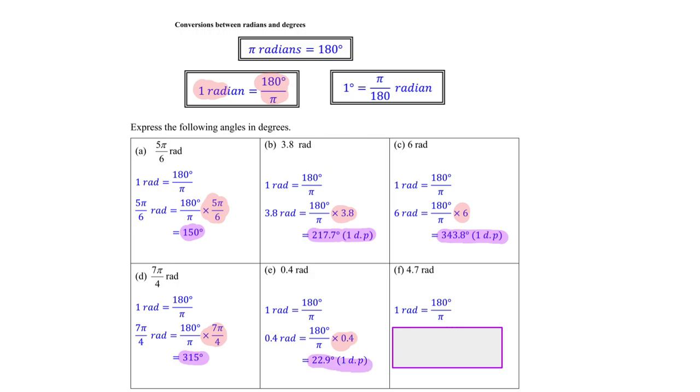And if it is 4.7 radian, I just need to multiply by 4.7. Leave my answer to 1 dp if it is not exact.